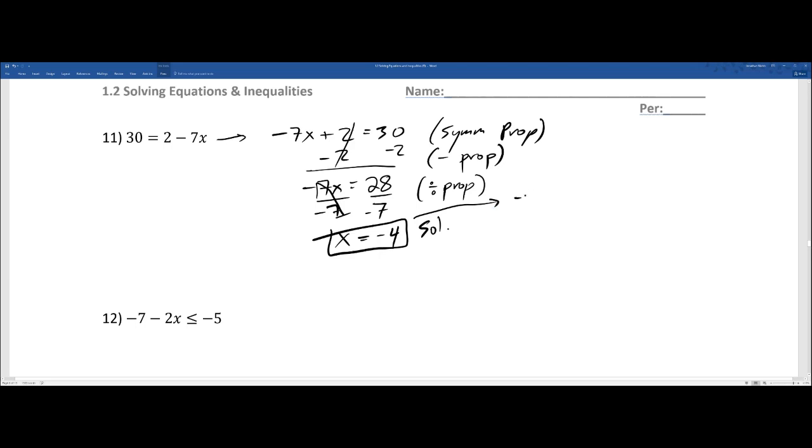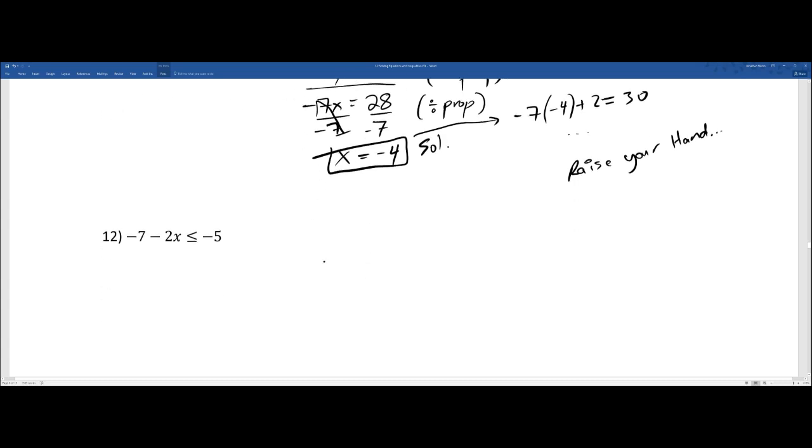I'll tell you what, I'll go ahead and let you do that. Negative 7 times negative 4 plus 2 equals 30. Then go ahead and continue on your work, and then raise your hand. Let me know what you got. Okay, that way we can have a good little chit chat about it.